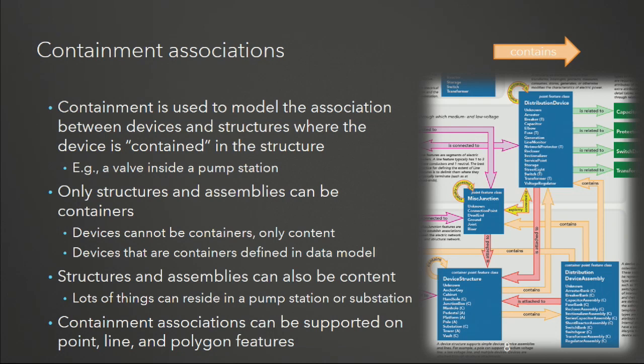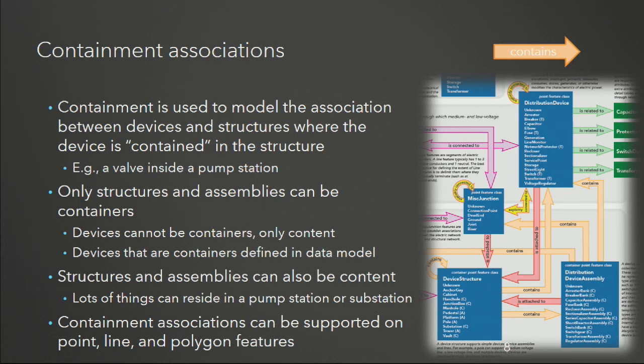Containment associations. This is a way to say that this particular thing is contained within that thing. For example, to say a valve is inside a pump station. Or if you have a substation in electric, maybe you have some transformers and bus bars and fuses and all kinds of stuff like that. That can all be represented using containment associations. Structures and assemblies can be the containers. The devices cannot be containers. They can only be content.